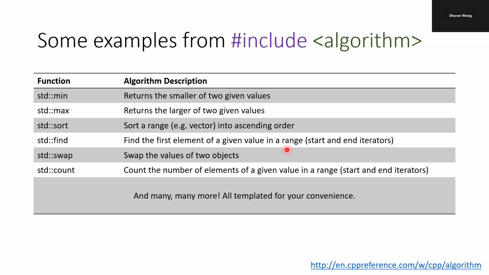We have some other functions from the algorithm library, like min, max, sort, that sorts a range, for example, a vector into ascending order by default, or you can specify the compare operator to do descending or anything else. We have the find, we have the swap that swaps 2 values. We have the count that counts the number of elements of a given value, given the start and end iterators, and many, many more.